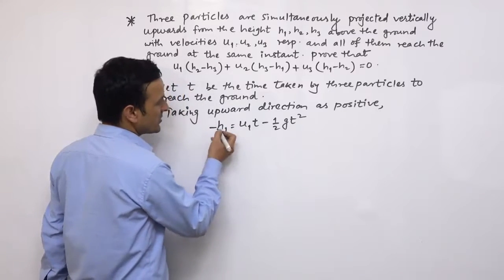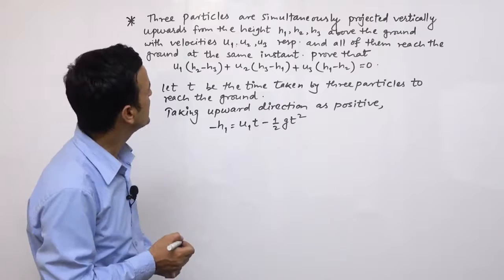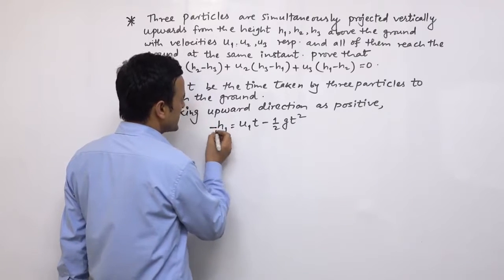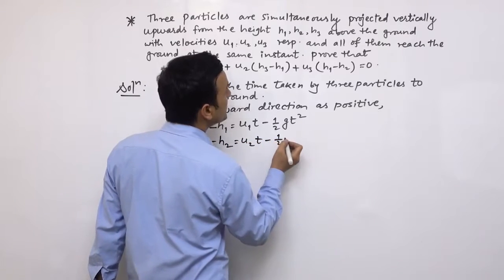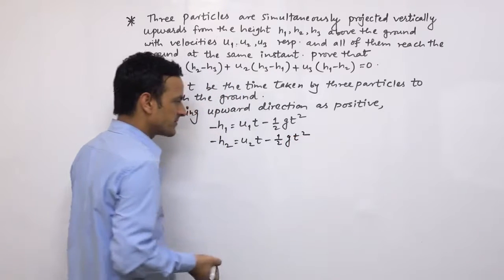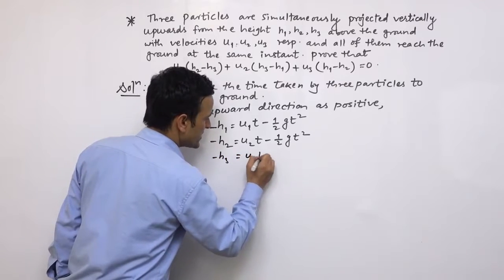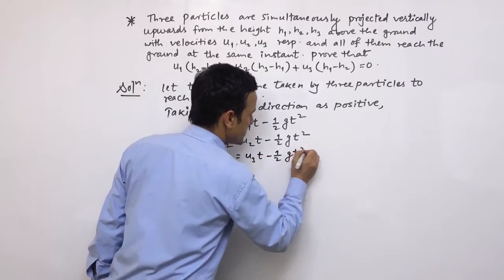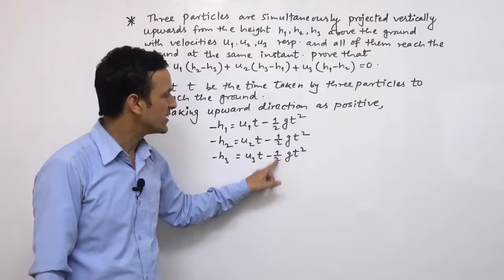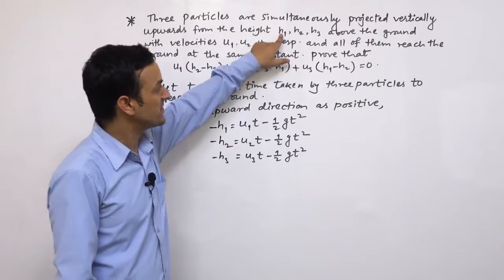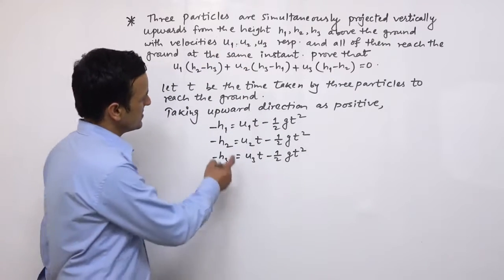So if you put down the value of this one, minus h1 is u1 t minus half g t square. And here, similarly, minus h2 is equal to u2 t minus half g t square. Another value is this one. And minus h3 is equal to what? u3 t minus half g t square. So, this is for particle 1, particle 2 and particle 3. Tinoda particle bhako unale, and tinerko height different ra velocity different bhako karanle, we can write down three equations like this.